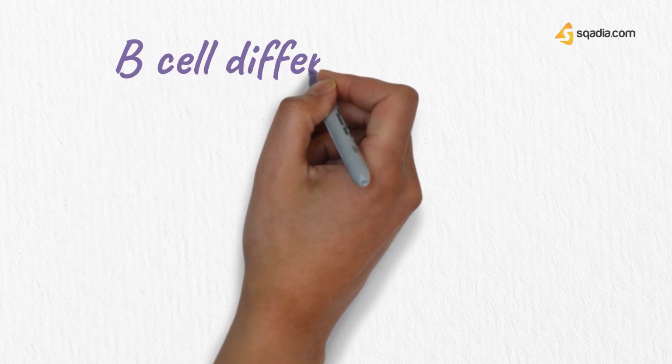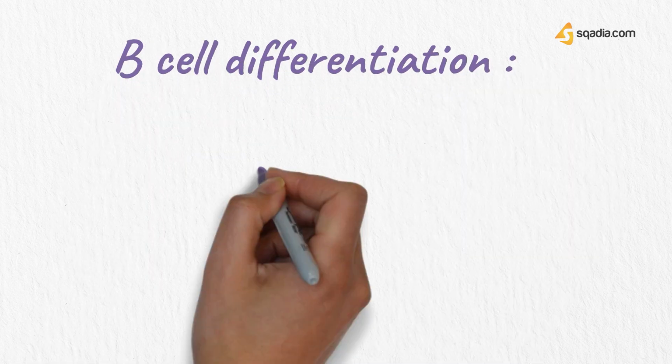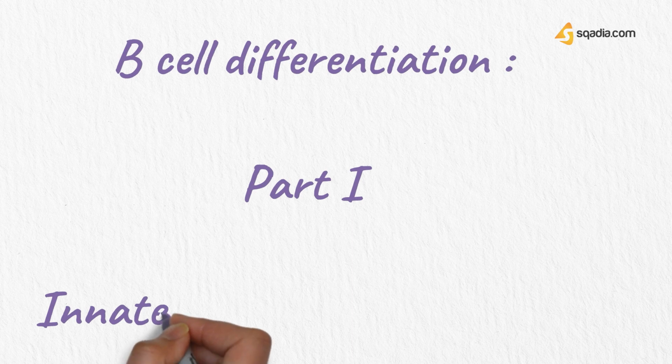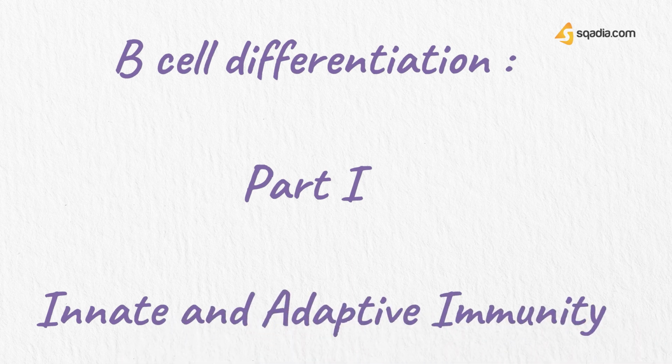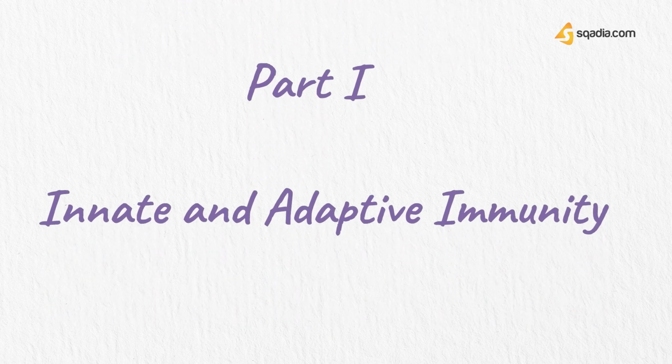Hello everyone! Today we're going to talk about the differentiation of B cells. In the first part of the video, we're going to see what are the two parts of our immune system, the innate or natural immunity and the adaptive or acquired immunity, which is regulated by B and T cells.